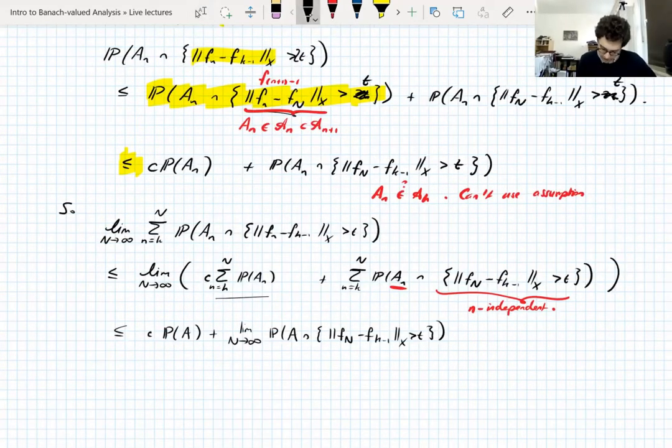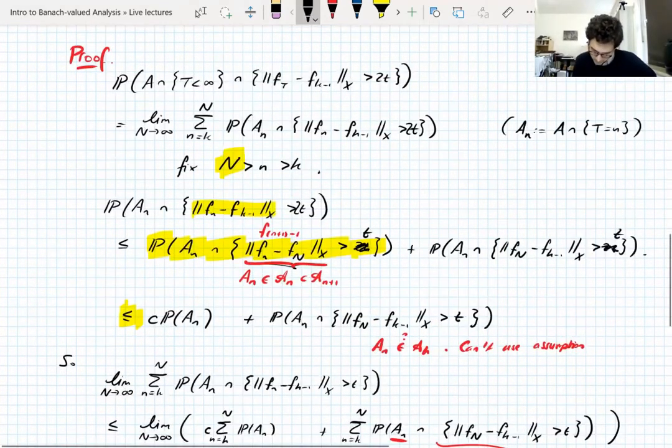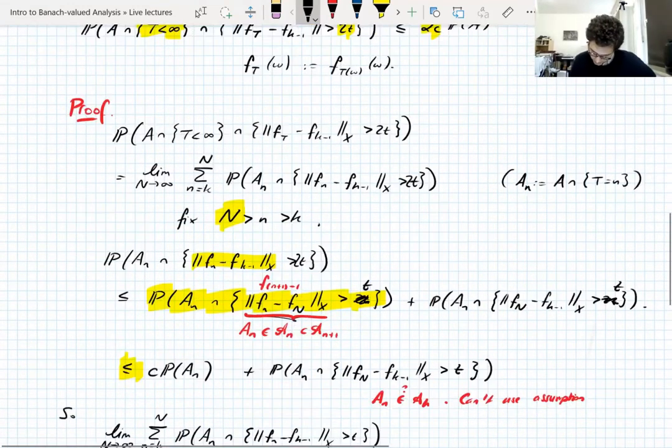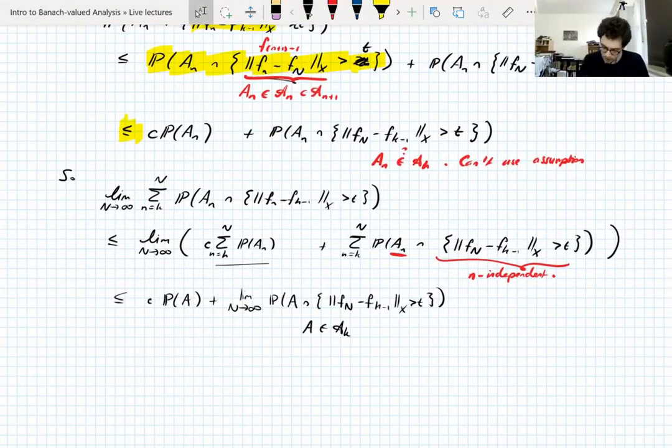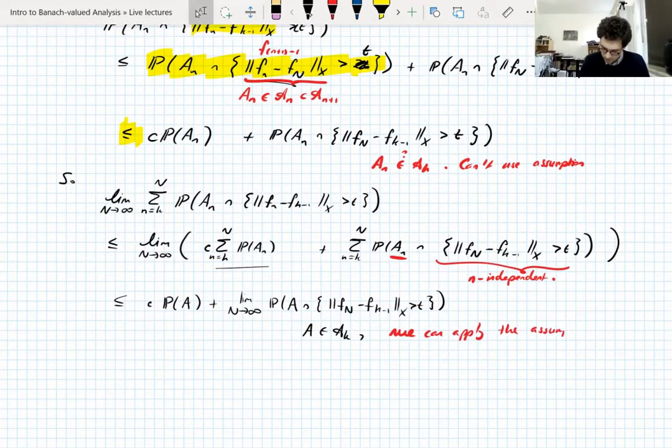And now we know that the set A is in the sigma algebra A sub K. That was what we assumed from the beginning, I think. I hope. Did we assume that? Yes, we did. Good. So now we can apply the assumption. The trick was we had to sum up all of the subsets A_N to get something that we knew was in the right sigma algebra. So now we get 2 times that constant C times the probability of A.